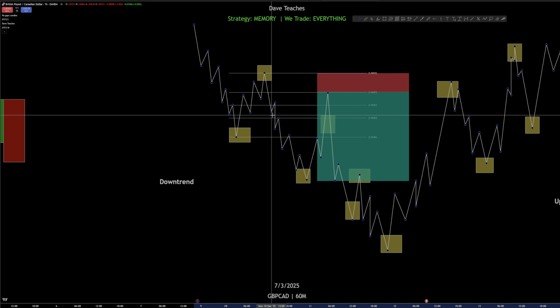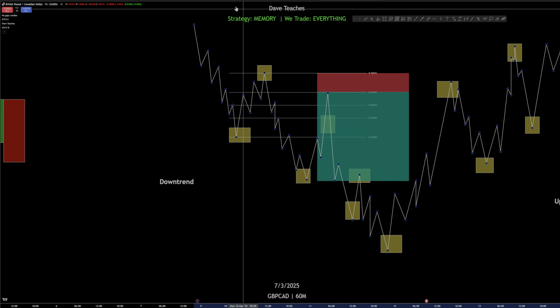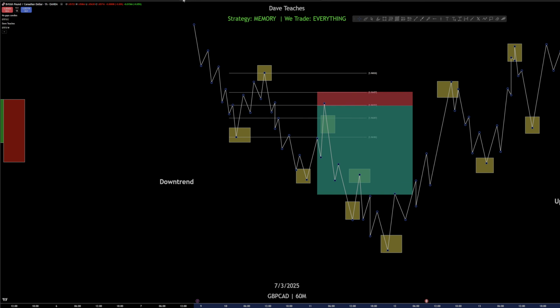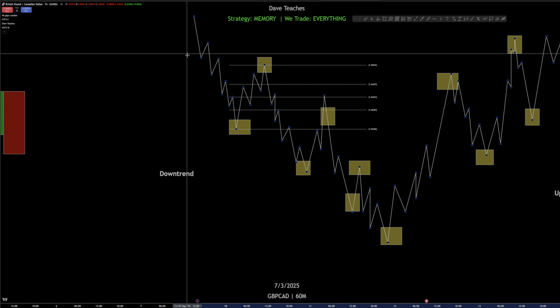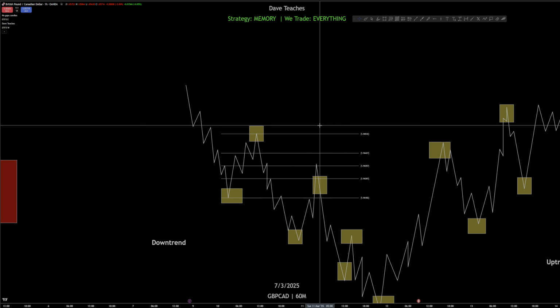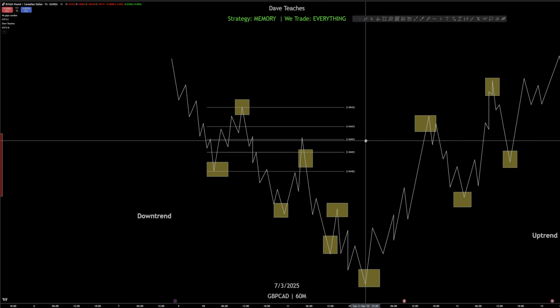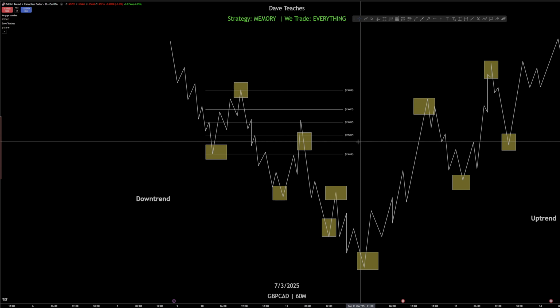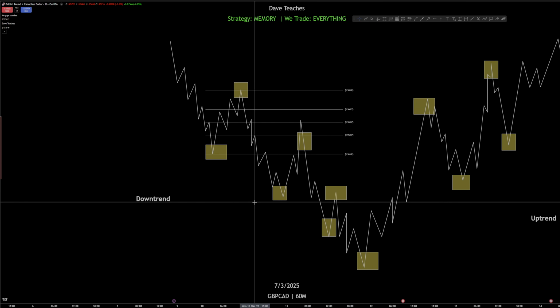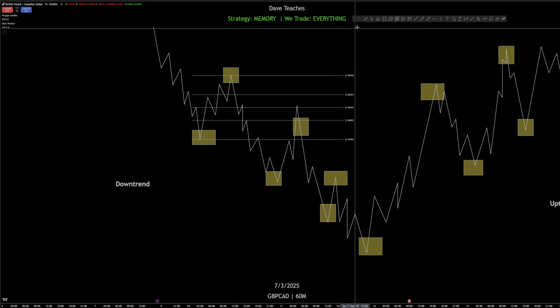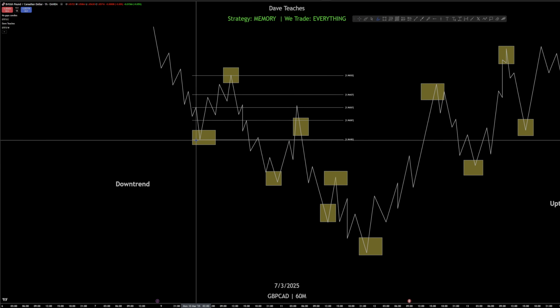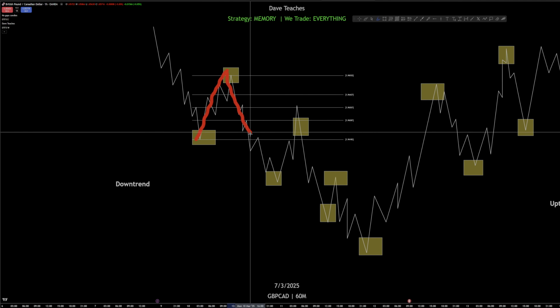But you will learn these things over time, and you'll learn how to properly refine your entries to where you don't have to risk the entire zone that's there. You can risk a smaller amount to be a part of a larger move leaving. But the very first thing you need to understand is market structure, right?